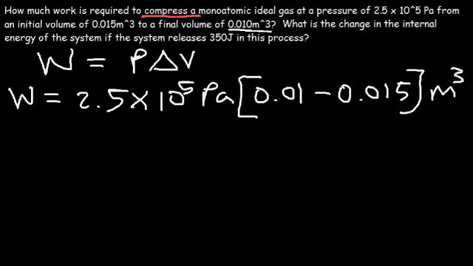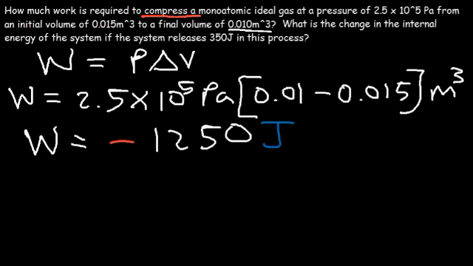So if you type this in exactly the way you see it in your calculator, you should get negative 1250 joules. And we could see why it's negative, because the gas is compressed by an outside force. So now that we have the work done on the gas, what is the change in the internal energy of the system?